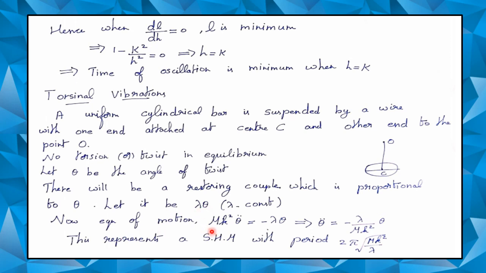Now the equation of motion is m k square theta double dot equal to minus lambda theta. We put the negative sign because the couple tries to restore the position. So theta double dot is equal to minus lambda by m k square into theta. This is the general equation of a simple harmonic motion. Therefore, this represents a simple harmonic motion with the period 2 pi into root of m k square by lambda.